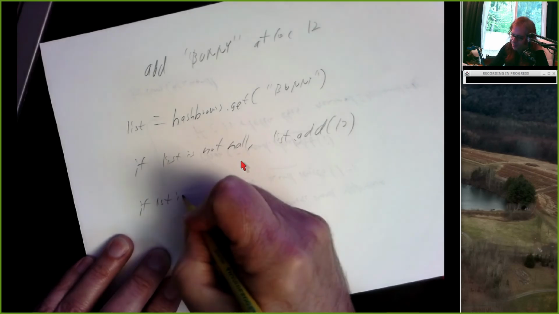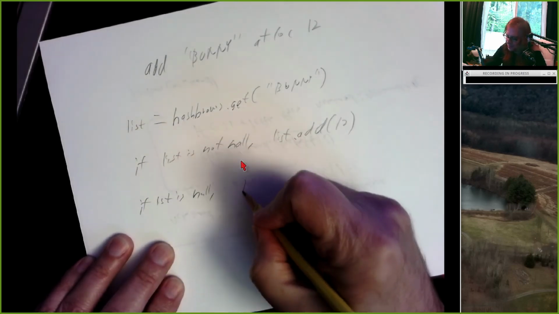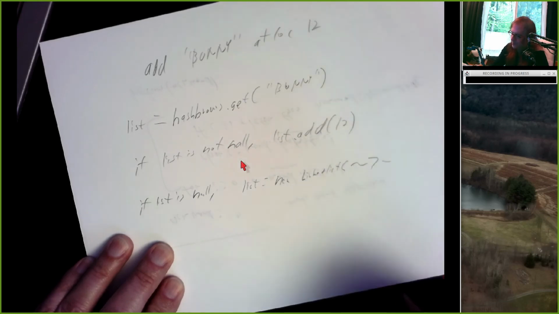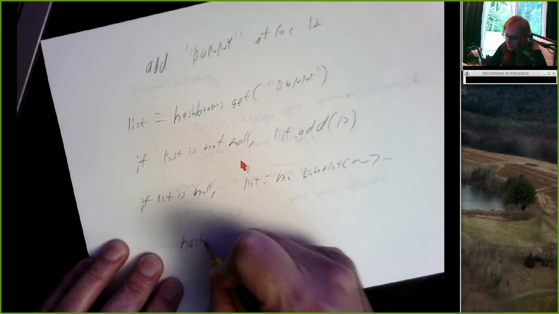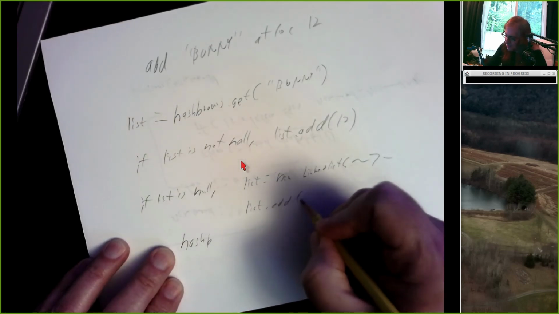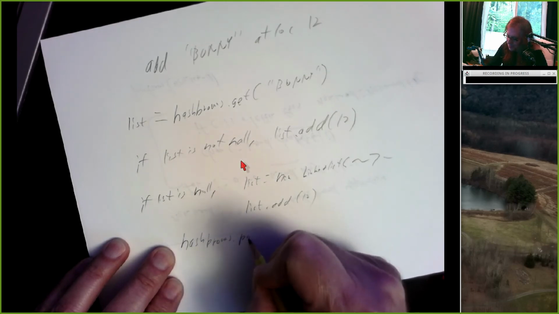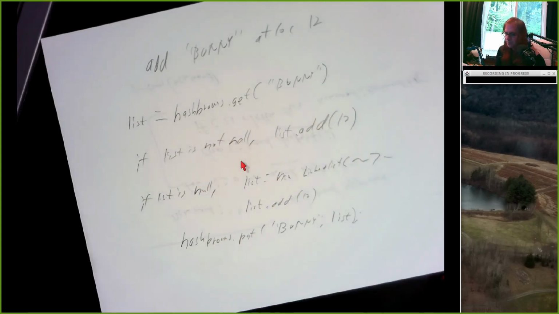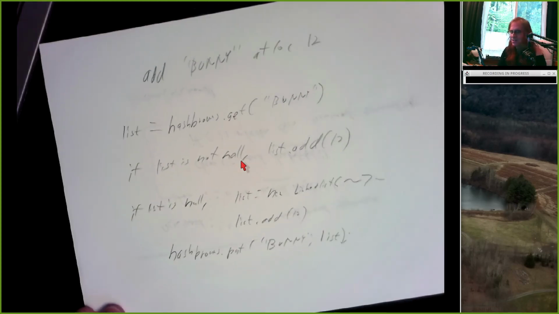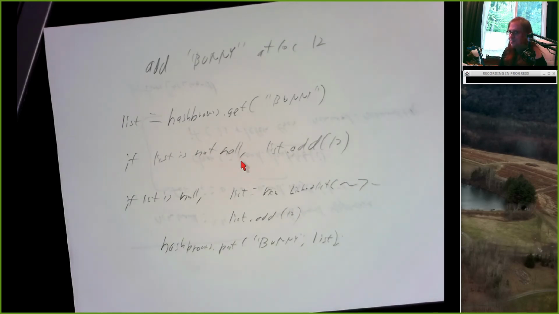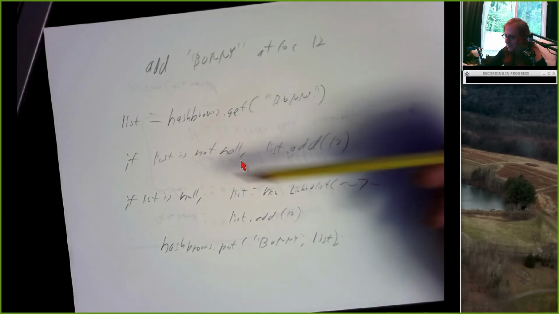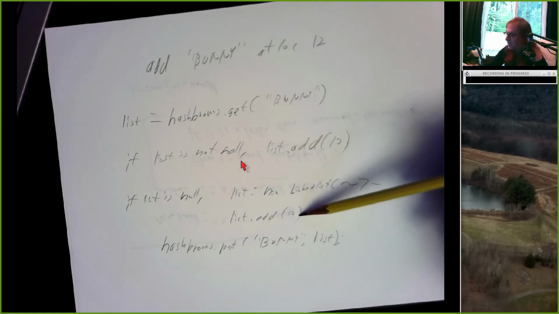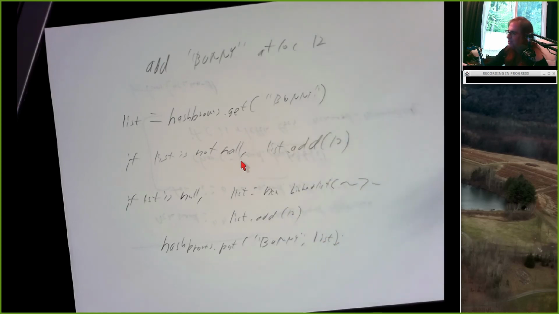If list is null, then list equals new linked list. Construct a new linked list, and then list add 12, and then hashbrowns put key and a value. So you have to write Java functions and logic to make these things happen in general, but these would be the steps you'd want to do. See if bunny's in your hash table. If it is, just add your reference to the end of that linked list that's associated with it. Otherwise, make a new linked list, add your reference to the end of it, and then store that linked list in your hash table associated with that word.